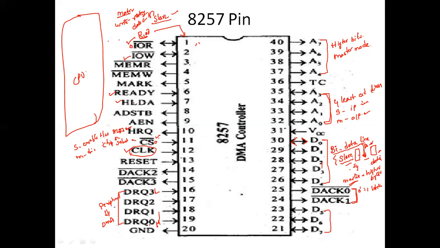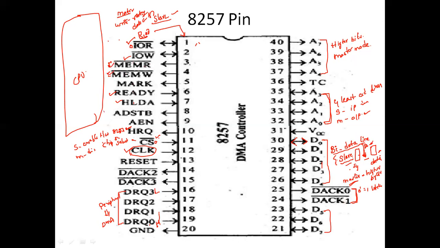Next one is MEMR and MEMW, memory read and memory write. MEMR is an active low signal, as we have seen, which is used to read the data from the addressed memory locations during DMA read cycles. The memory write is also an active low signal, which is used to write the data to memory during the write operation. So that is memory read and memory write.